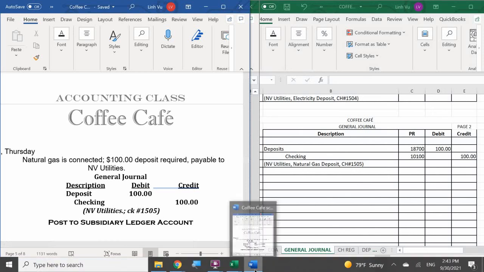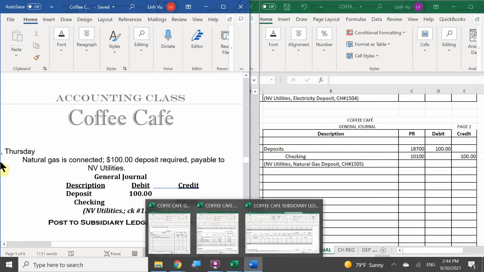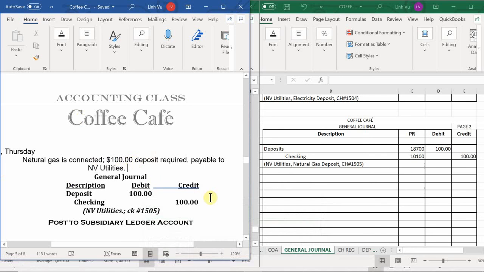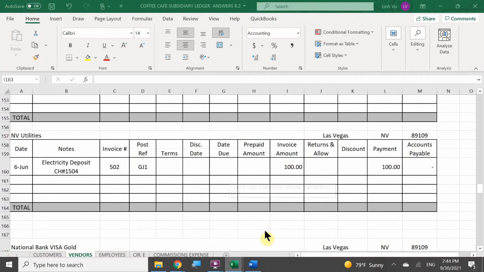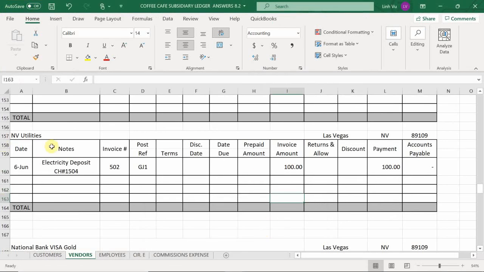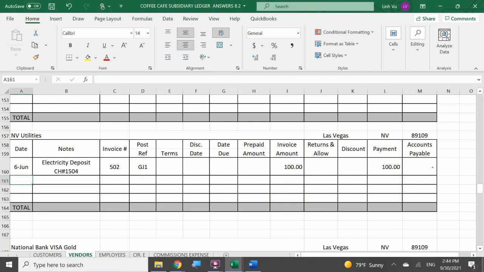Then again, because we dealt with a vendor, we dealt with NV Utilities, so in this case we're going to the ledger. I'm going to go ahead and write this is invoice number 552. Okay. So let's go ahead and go to our subsidiary ledger. Here we are. We left off at NV Utilities. So in this case, this was on June 6th. This is natural gas deposit.